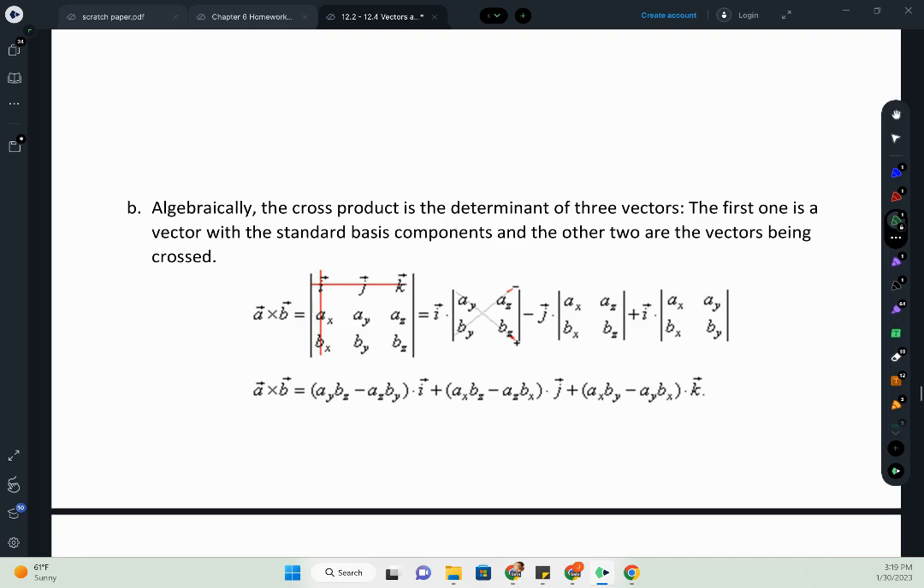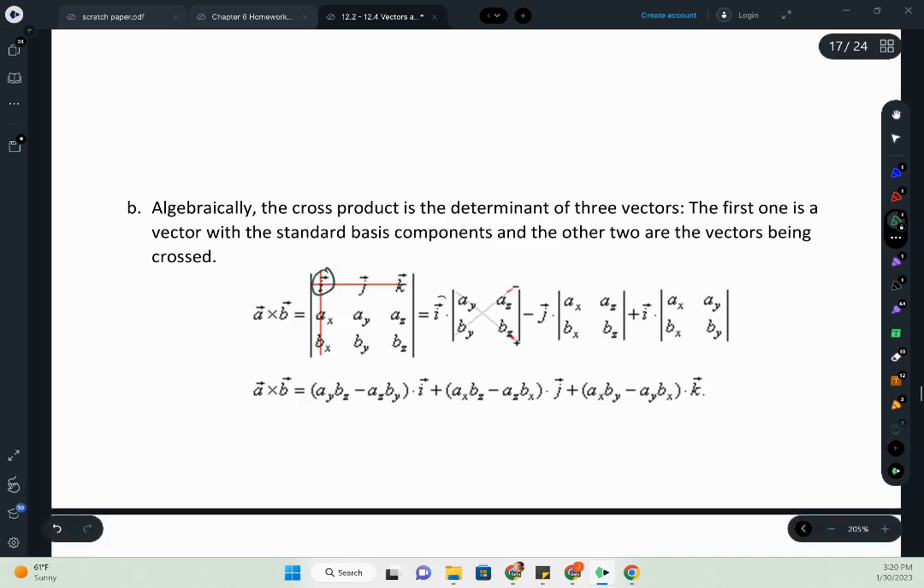One of them is the first row in your determinant is I, J, K. Those are our standard basis vectors. Remember, each of them only has one non-zero component, and it's a 1. So these are unit vectors. And then the second row will be the first vector in the cross product. The third row will be the second vector in the cross product. And then we go through the same process. Like they've kind of shown us right here.